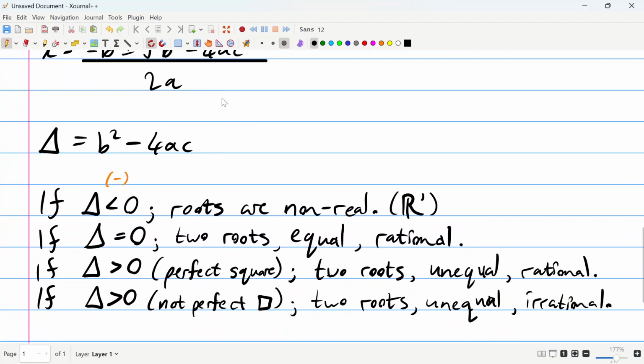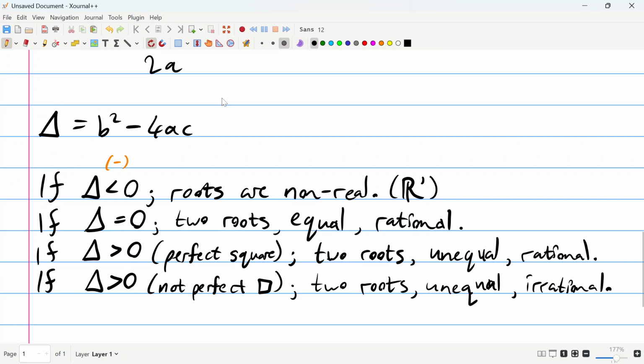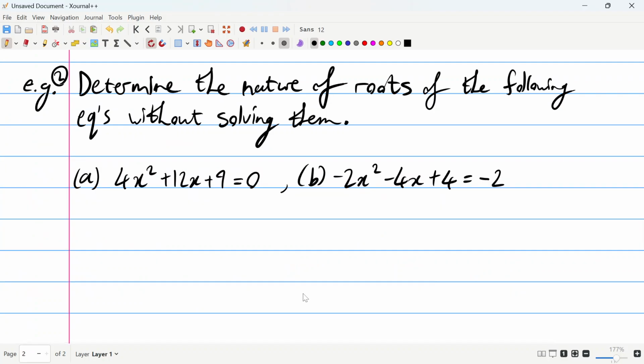So let's do an example to see what happens from here. How do we use the discriminant? Okay, so here's our example, right? We have 2 of them, but let's look at the question. It says determine the nature of roots of the following equations without solving them. So in this case, we need to determine the nature of the roots and we need to not solve them. But we're going to use discriminants for these types of questions. So the first question says a, which is 4x squared plus 12x plus 9 equals 0.